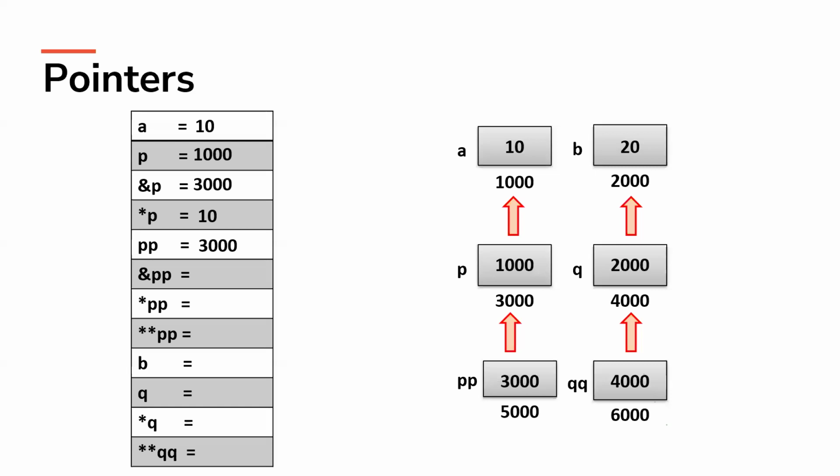What is ampersand PP? Address of PP. That's 5,000. Very good. What is star PP? Value at PP. Value at 1,000. So 3,000, that is 1,000. Mohanty, value at 3,000 is 1,000. What is star PP?